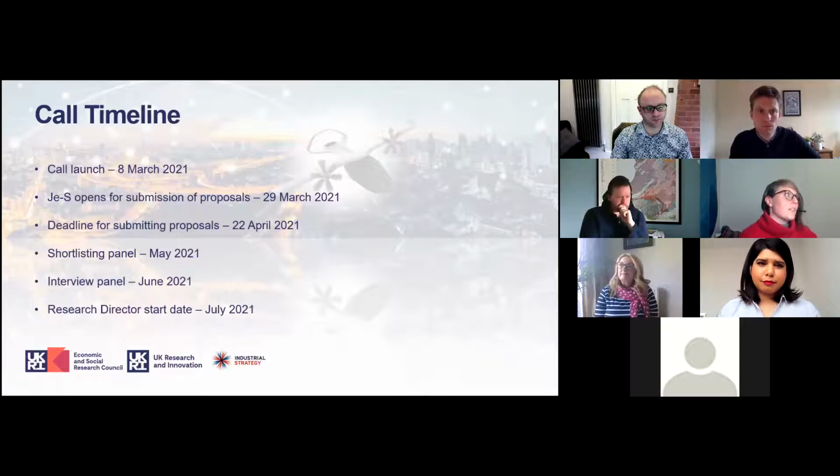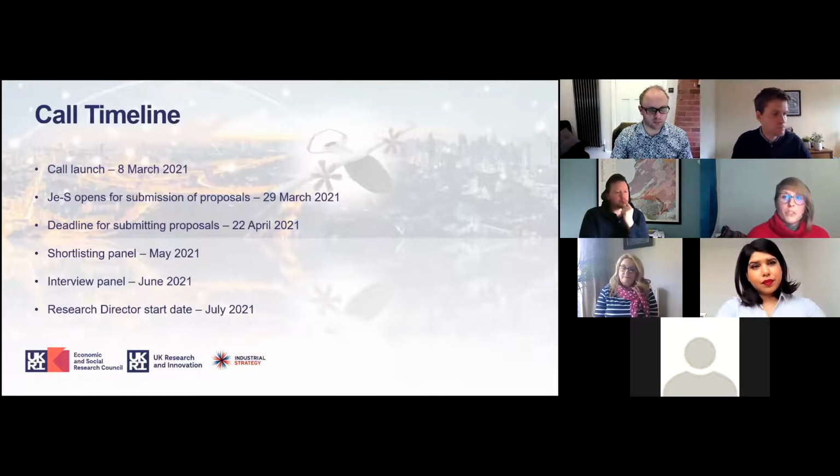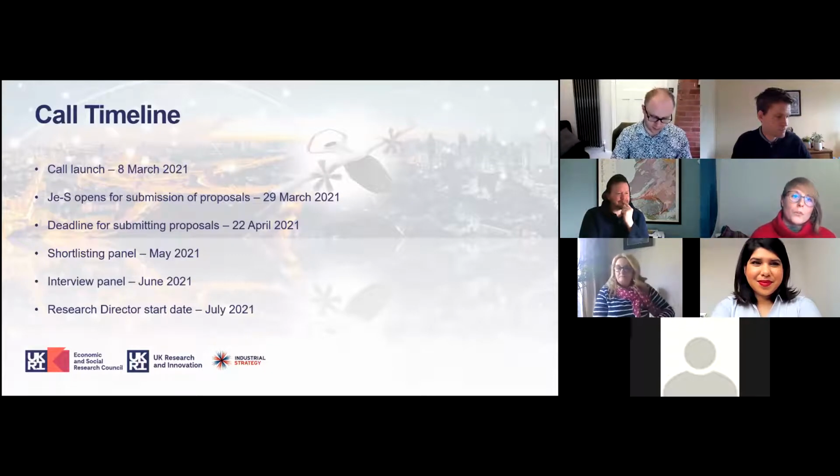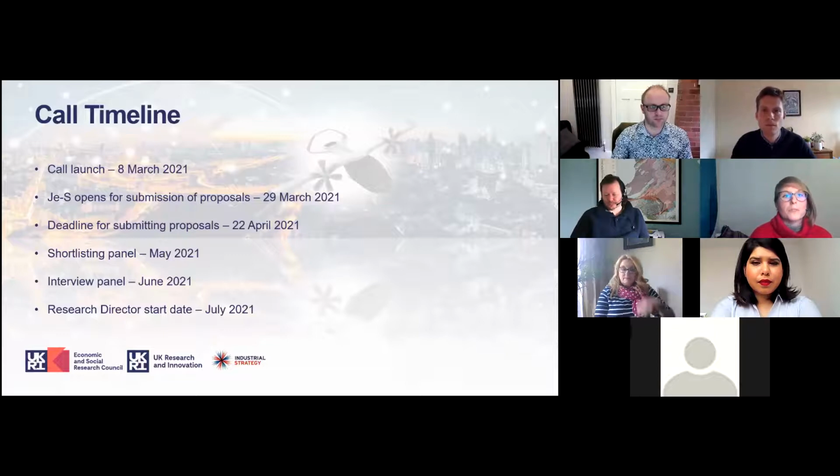So as mentioned, here is the call timeline. All the information is already up and ready to view on the UKRI funding service. I think that's what it's called, Funding Finder. They've changed the names recently, so I'm still getting my head around it. All the documents and information are available, but the JES submission process does not open until the 29th of March. That's when you can actually start submitting your proposals.